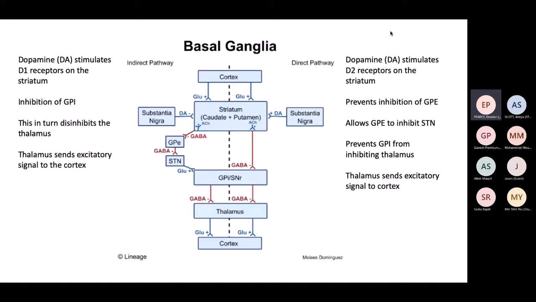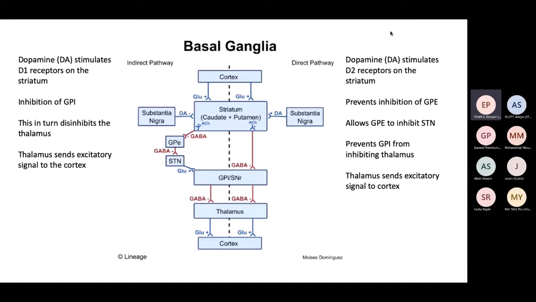So the cortex sends excitatory signals to the striatum. This is also influenced by dopamine from the substantia nigra. This inhibits the globus pallidus interna, which inhibits the thalamus, which sends signals to the cortex.